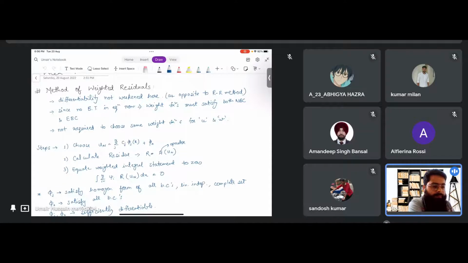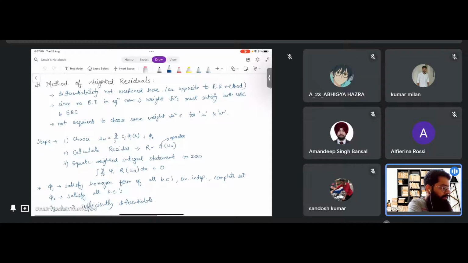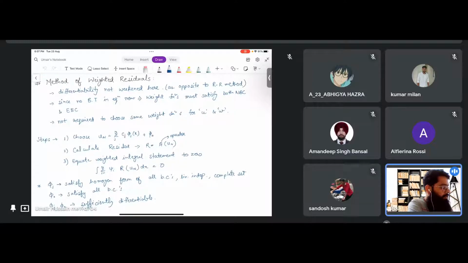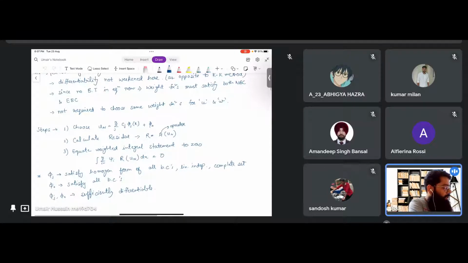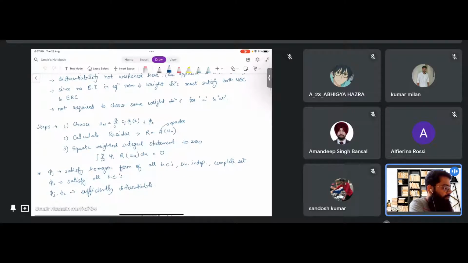The natural boundary condition used to be satisfied with that term, but since we don't have that term now, while choosing the weight function we have to ensure that it satisfies both the natural boundary condition and the essential boundary condition. And we don't need to choose the same weight function, since there is no matter of symmetry here by default. We can choose any function that fulfills certain criteria.